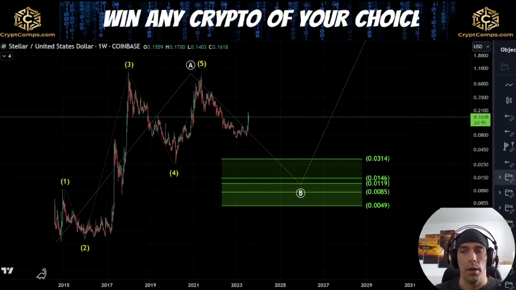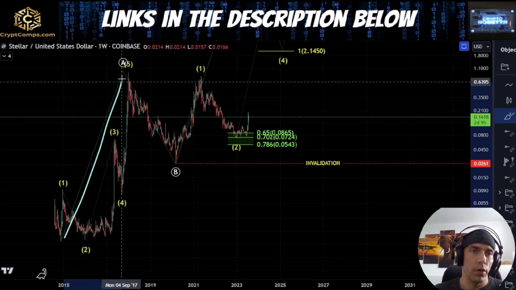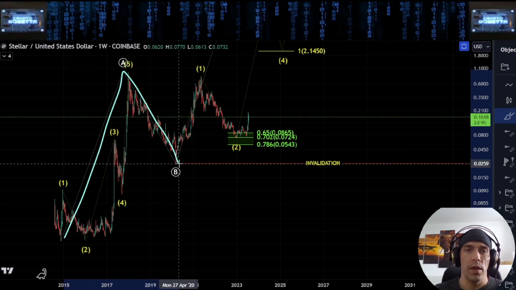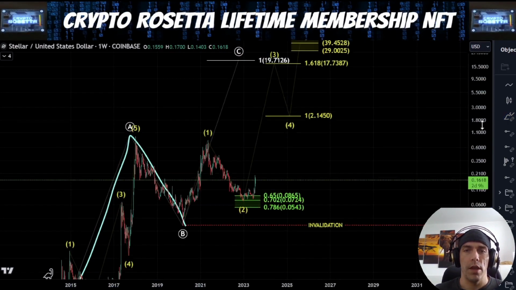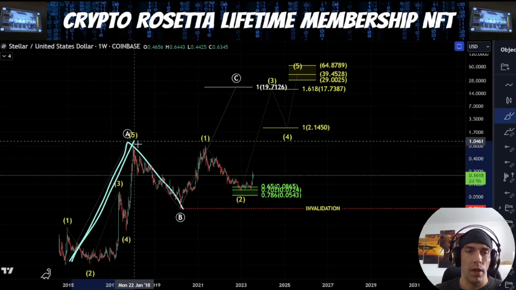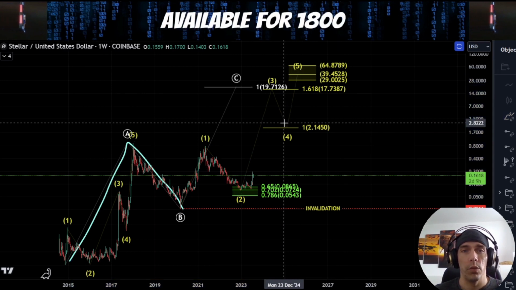Now, there is another way we can look at this. We could also argue that within the structure we have this as a completed A wave here, and what we could be looking for is that this is B, and then we actually look to push up directly here. In this case, what we'd be looking for would be the potential that this is A, B, and what we're looking for is a 5-wave move here to the upside, looking for this C wave.